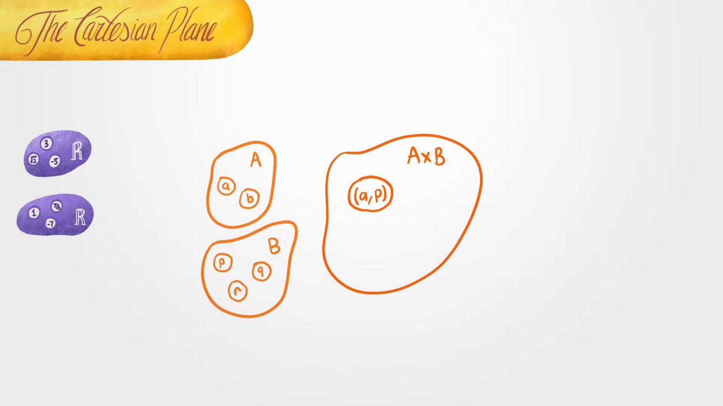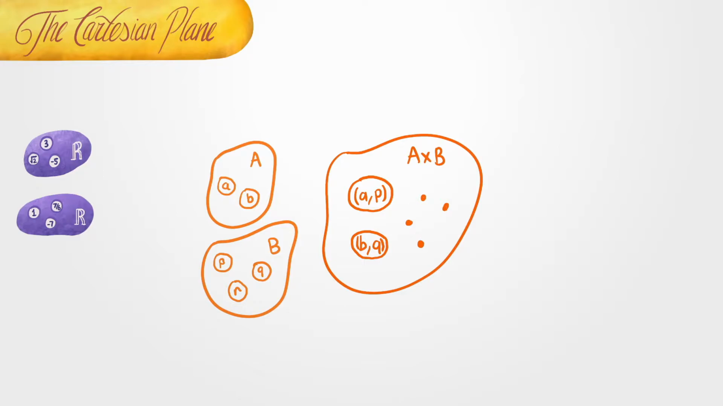So for example, one of the elements is this element AP, where we take the A from this set and then the P from this set. Another element is this BQ, where we take a B from the first set and then a Q from the second set. So therefore, we say that the Cartesian product contains every possible pair, where the first element is taken from the first set and the second element is taken from the second set.